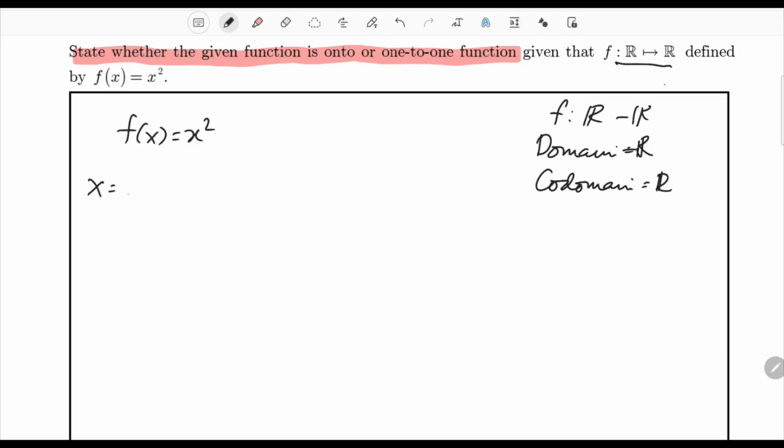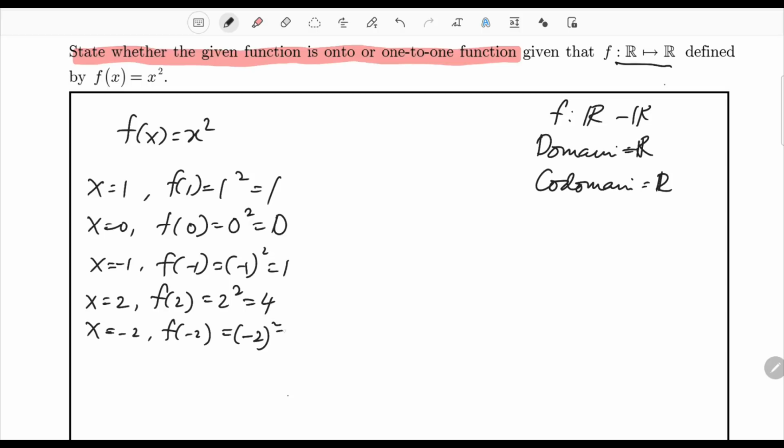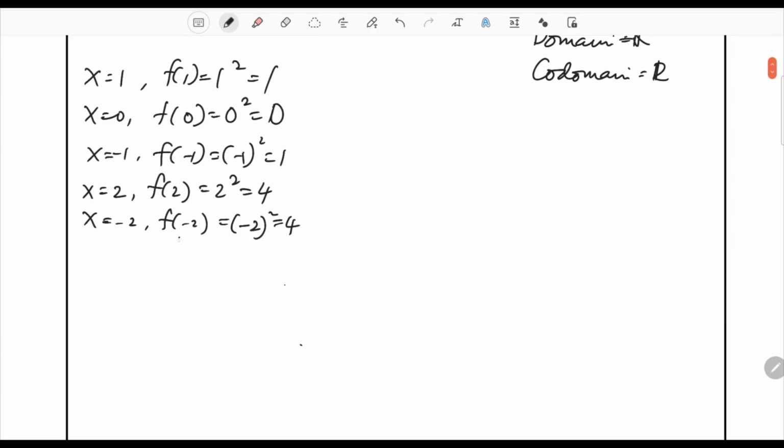Let's choose x equal to 1. So f(1) equals 1 squared. Oh, sorry, let's first take negative 1 squared, you get 1. For x equal to 0, f(0) is 0 squared, you get 0. For x equal to 1, you get 1 squared, which is 1. For x equal to 2, f(2) is 2 squared, which is 4. For x equal to negative 2, f(-2) is negative 2 squared, which is 4, etc.